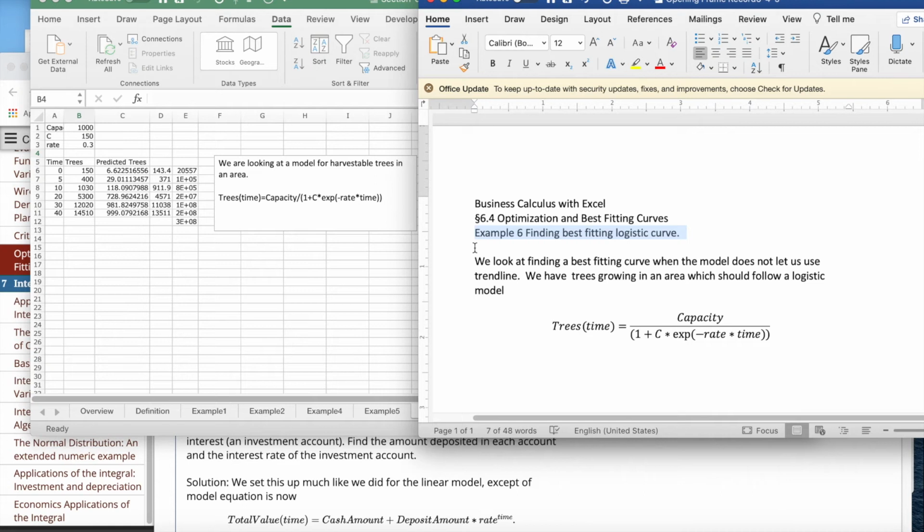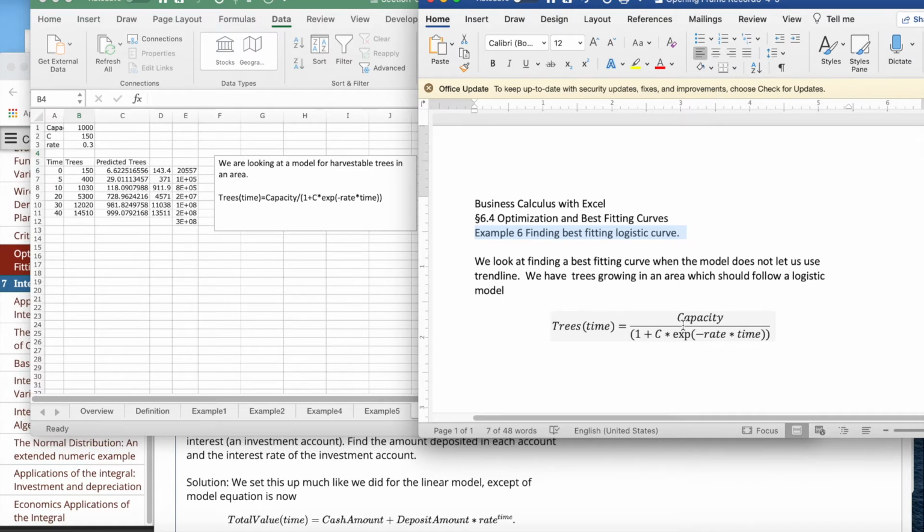Good morning. We're looking at example 6 out of section 6.4, optimization best fit curves, out of Business Calculus with Excel. Once again, we're going to look at an example where we have a model that isn't one of the 6 models used for the trend line, and we'd like to fit a curve. This time we're going to use the logistic model. Things with constrained growth, like trees, will do that.